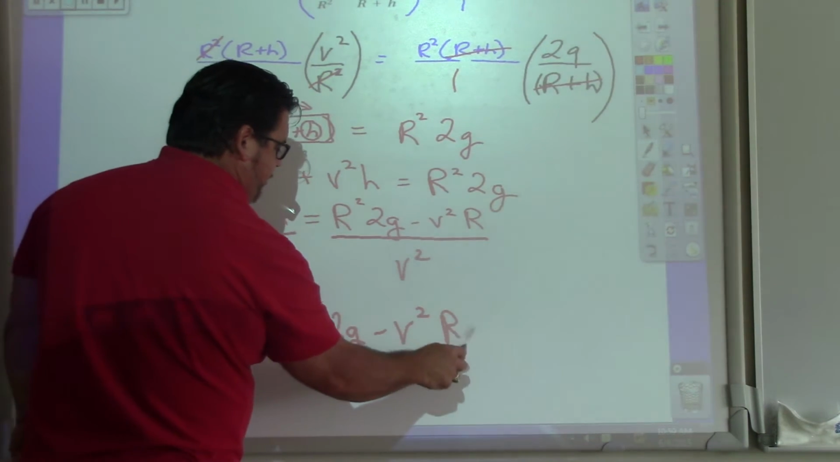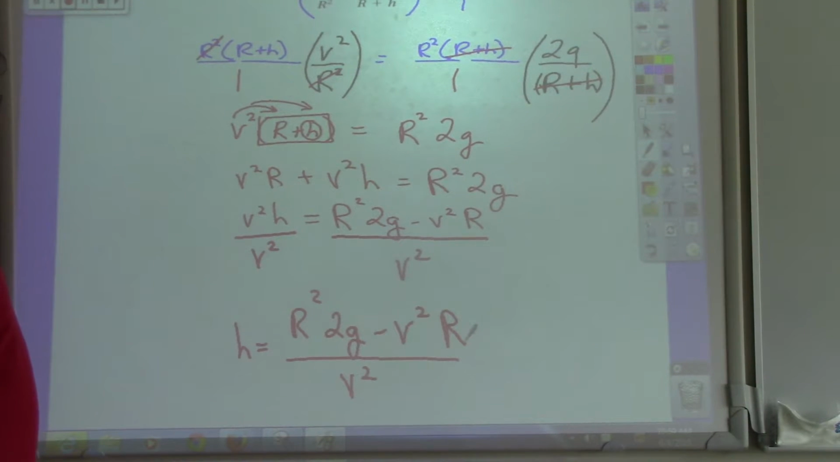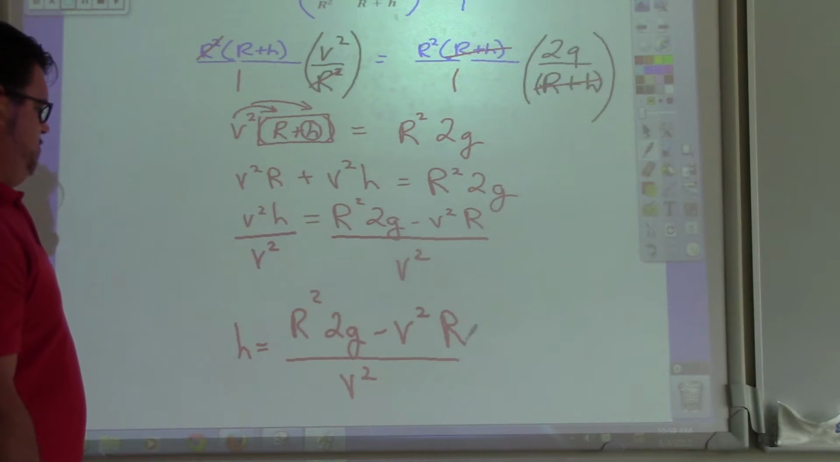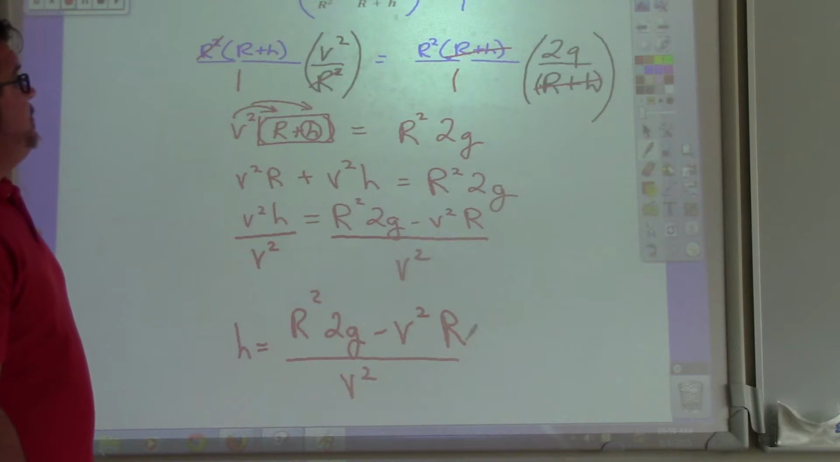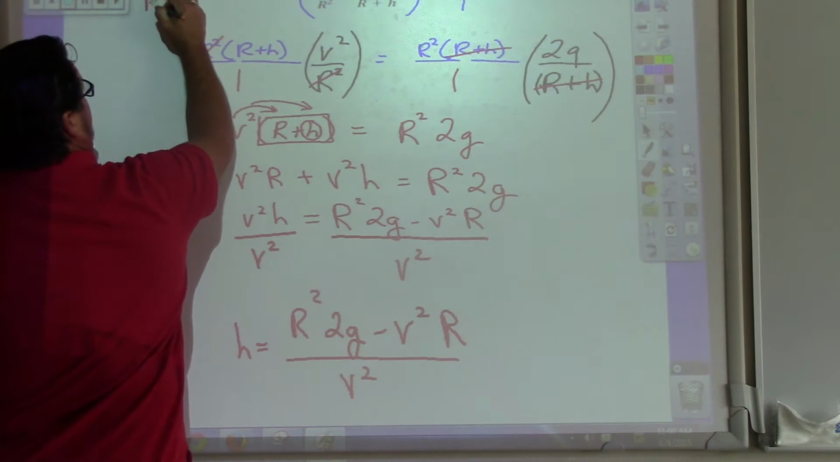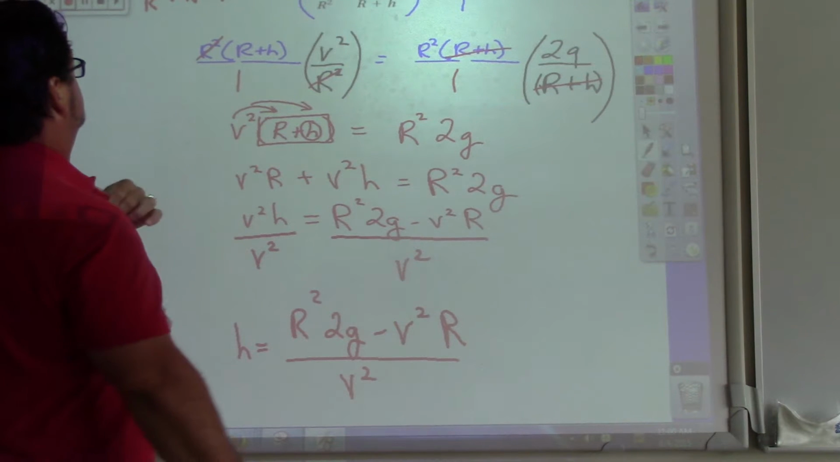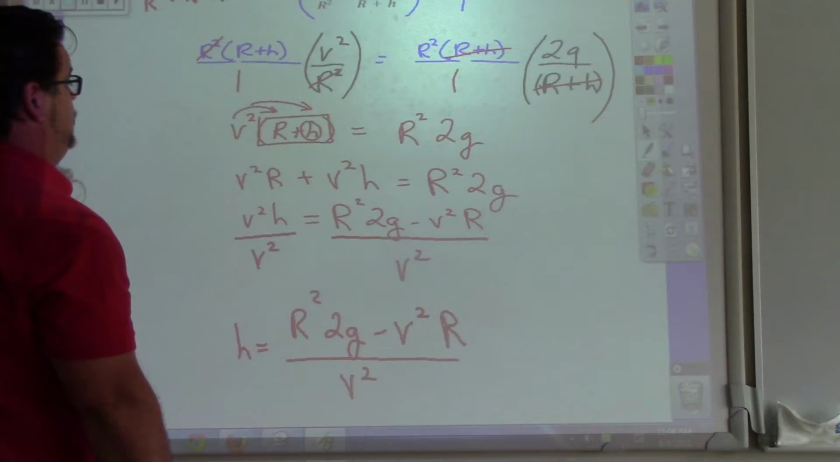There is one more step you can do to cancel the V squareds out. Do they cancel the V squareds out? The answer is H equals 2R squared G over V squared minus big R. Over V squared? Yeah. They had to distribute this. They must have used R cubed plus R squared H as a common denominator. It's the only thing I can see. We can do that. We'll go do that.